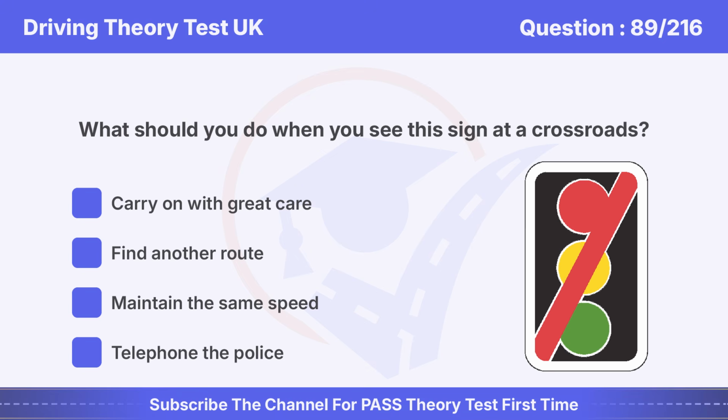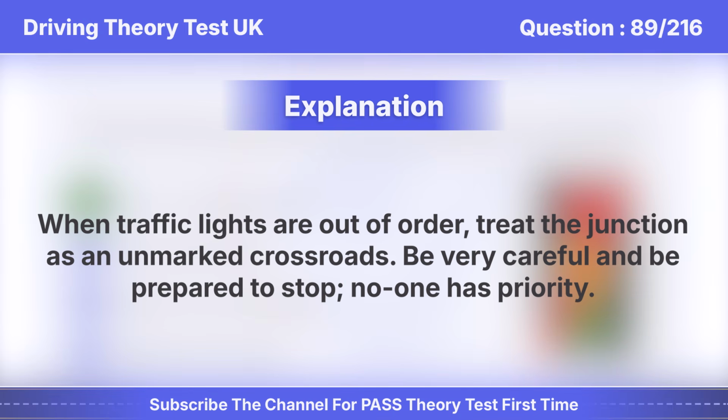Question 89. What should you do when you see this sign at a crossroads? Answer is A. Carry on with great care. When traffic lights are out of order, treat the junction as an unmarked crossroads. Be very careful and be prepared to stop. No one has priority.